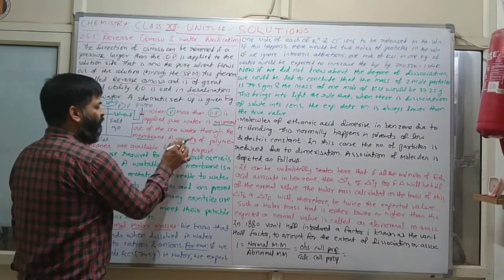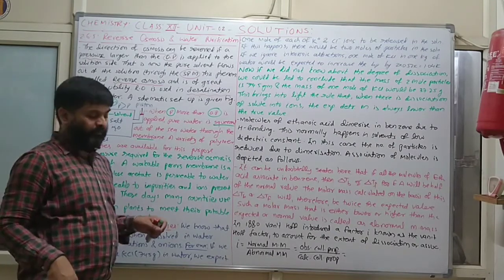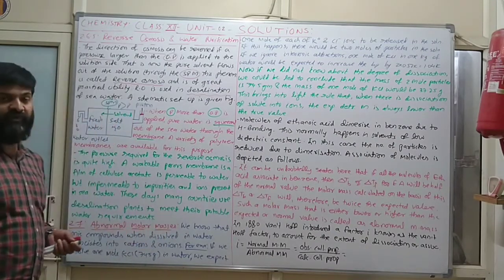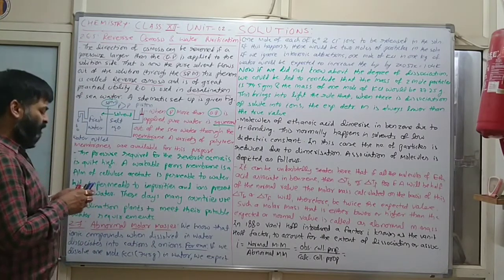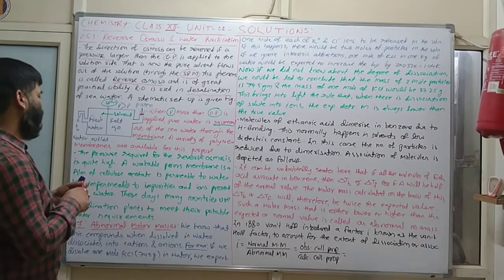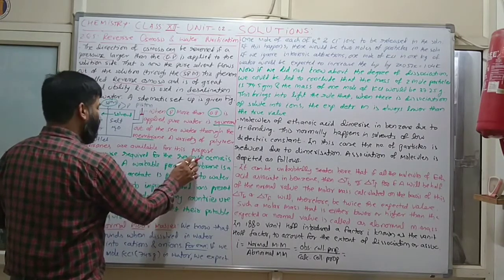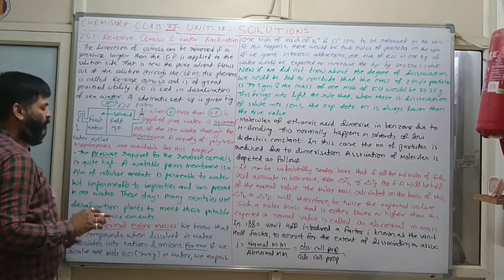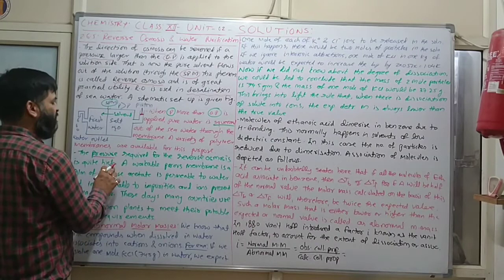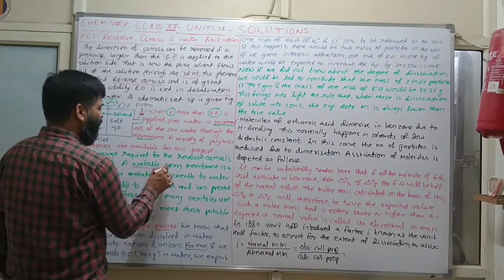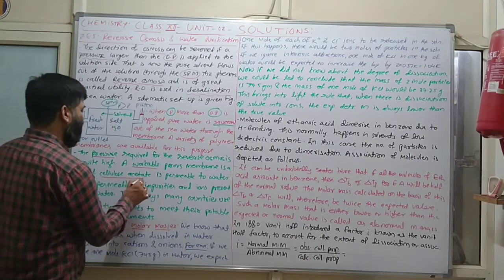A variety of polymeric membranes are available for this purpose. Clear? Now the pressure required for reverse osmosis is quite high. A workable porous membrane is a film of cellulose acetate.